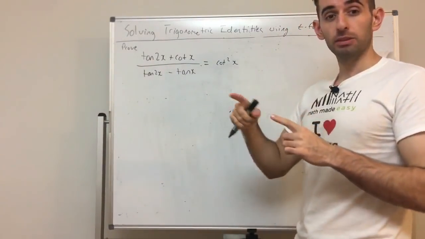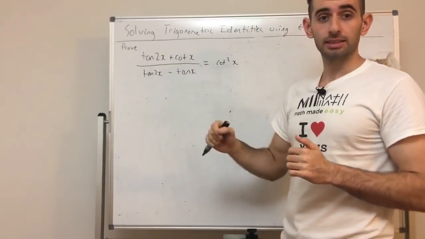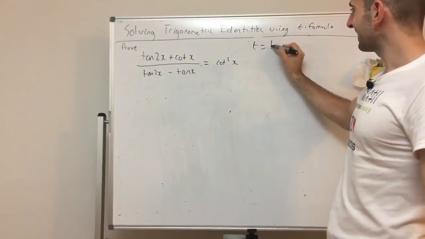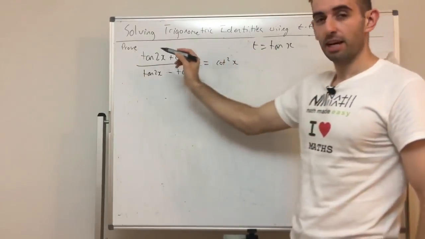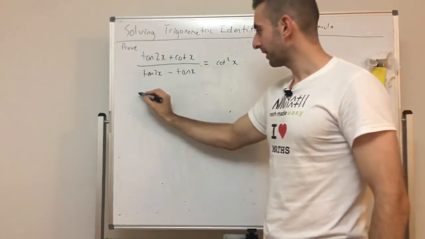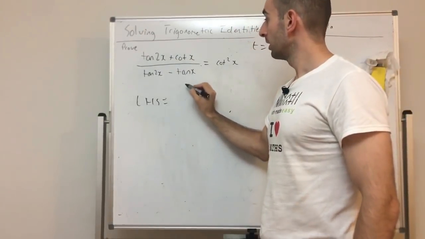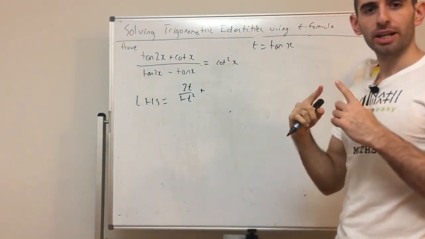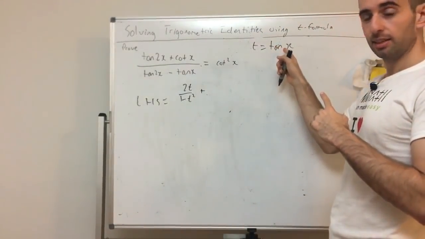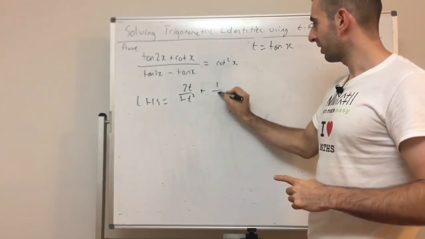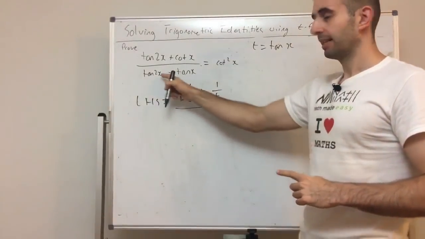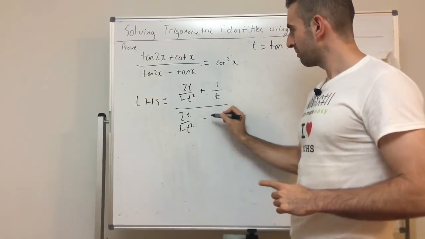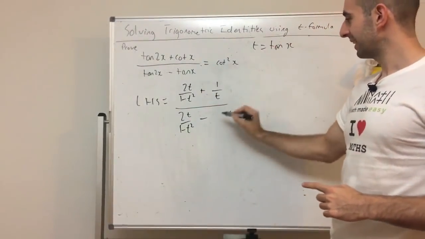So here we can use t formulas because we've got our double angles, x and 2x. But instead of using t equals tan x on 2, we're going to let t equal tan x so that we have the double angle. Which means I can sub in my t formula straight away. 2t over 1 minus t squared plus, now cot x is 1 over tan x. Since tan x is t, that's just 1 over t over. Now what's tan 2x? Well, it's the same as this. And minus tan x, which is just t.